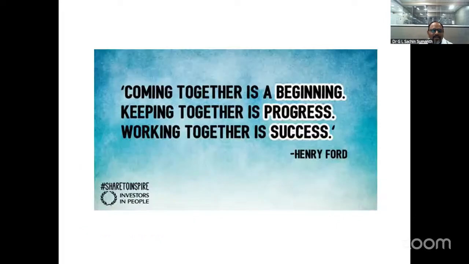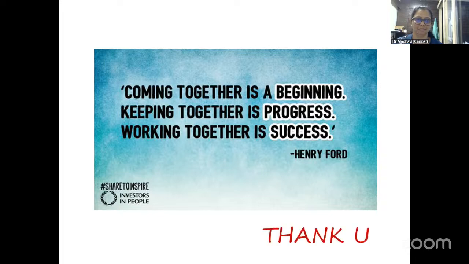Finally, we as lab medicine specialists and clinicians coming together is just the beginning of great progress. Working together definitely brings success in the patient's treatment, a better outcome for the patients and proper treatment, and that really helps for the betterment of the patient. So thank you so much for this wonderful opportunity, and over to you, madam.